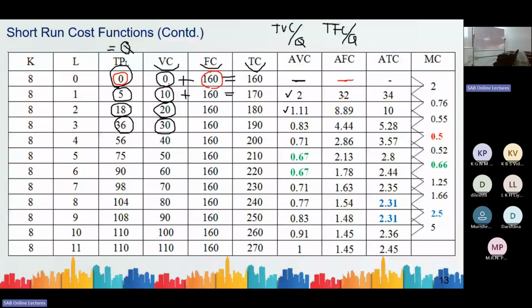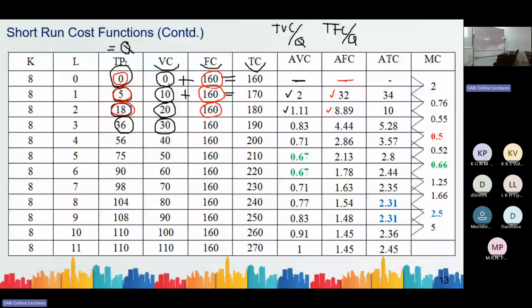And for the second level, total fixed cost is 160, output level is 5. 160 divided by 5, the answer is 32. For the third level, total fixed cost is 160, output level is 18. 160 divided by 18, the answer is 8.89. Likewise, you can continue this calculation as well.